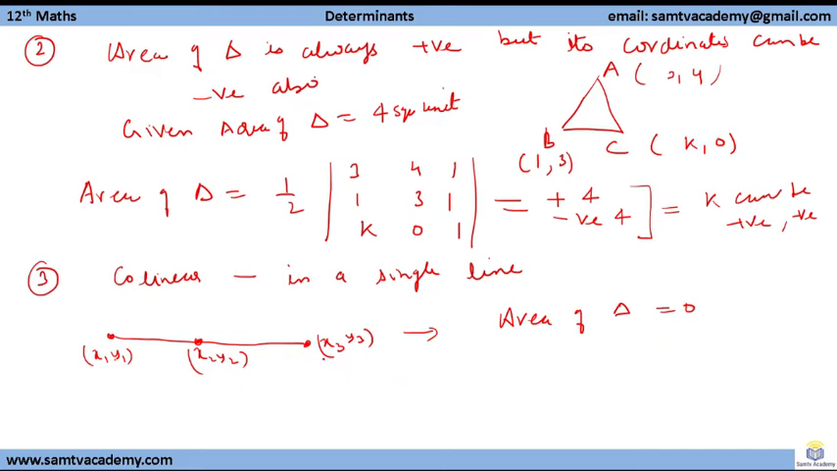So this will give you the equation of the line passing through these points. For that, what you need to do is this: the area of the triangle will be 0, and that can be found like this: x1 y1 1, x2 y2 1, x3 y3 1, and that will be equal to 0. Then you will get the equation of the line passing through these points.